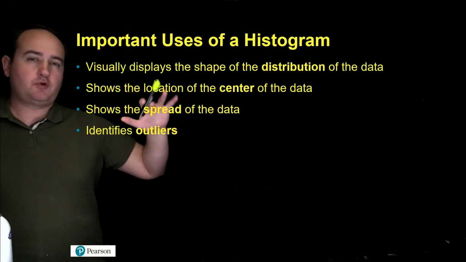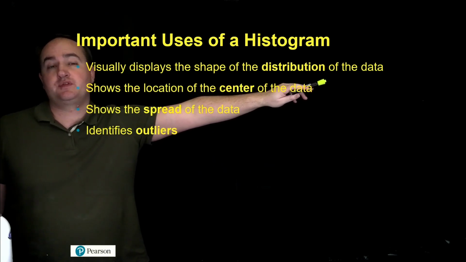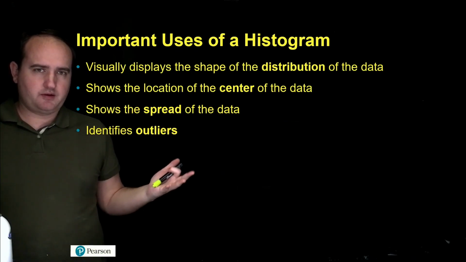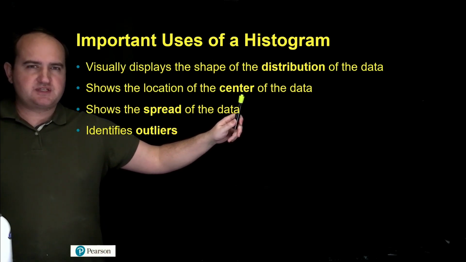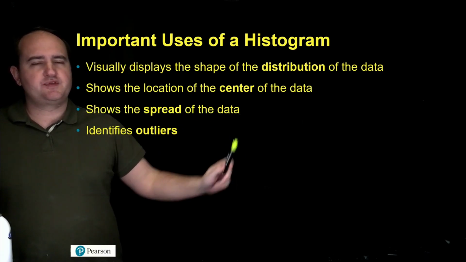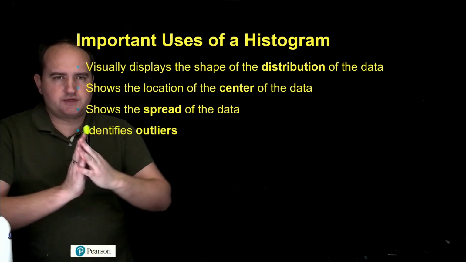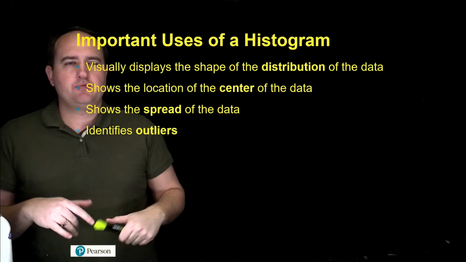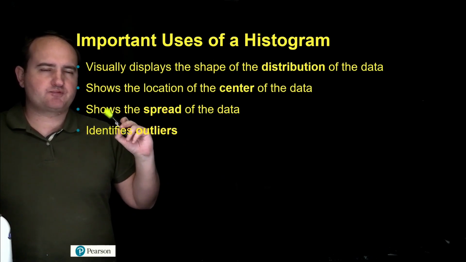So a histogram, or any picture really, any graph, will help display the shape of the distribution of the data, which is obviously very helpful for scientists to figure out what's going on when they're running a statistical study. Shows the location of the center, good to know, just by looking at the picture. Shows the spread of the data. So is all the data close to the middle, or is it all spread out? Or is it in two clumps, or three clumps? The data can be spread in a number of ways. And a picture helps represent the spread of the data.